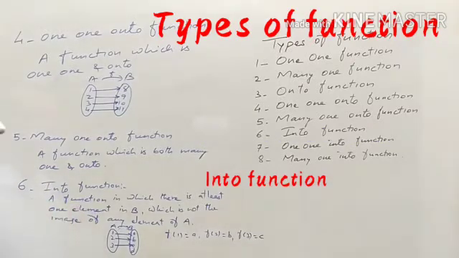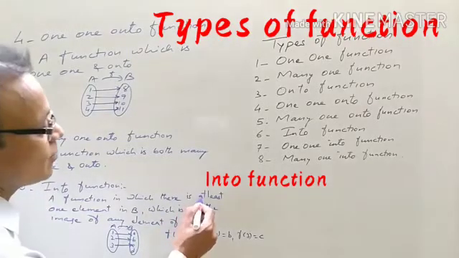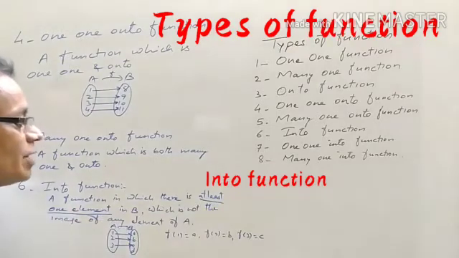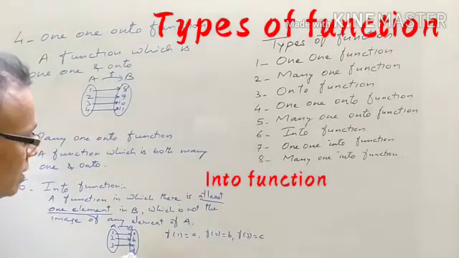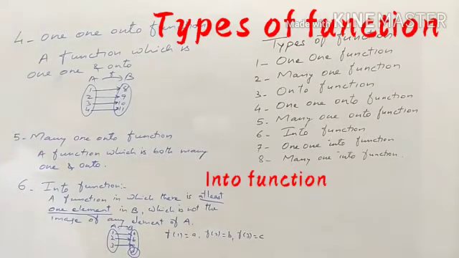Into function, a function in which there is at least one element in B. This word is important: at least one element in B which is not the image of any element of A. Consider this set A and B. 1 is related to A, 2 to B, 3 to C, and in set B we see that D is not related to any element of set A. So f(1) is A, f(2) is B, f(3) is C. D does not have any relation with any element of set A. So this is an example of an into function.